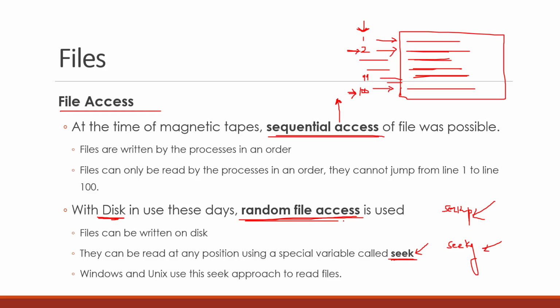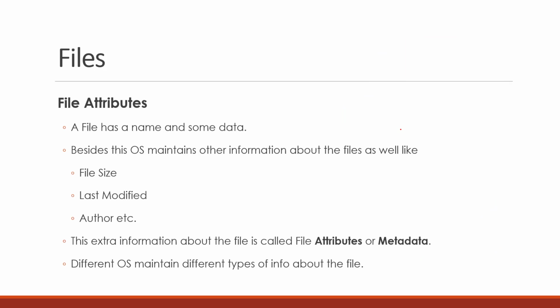So this is called a random access file, where you don't have to go through line number 1 till line number 99 to access line number 100. You can directly go to line number 100, put your cursor anywhere if it's a graphical user interface, and start writing over there, right?